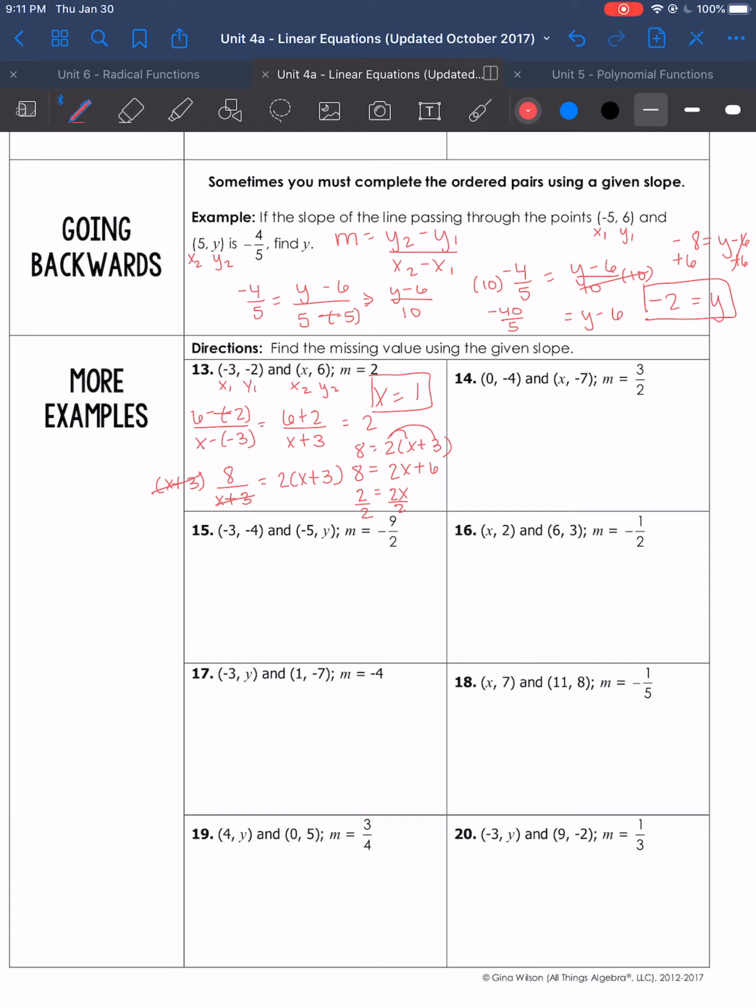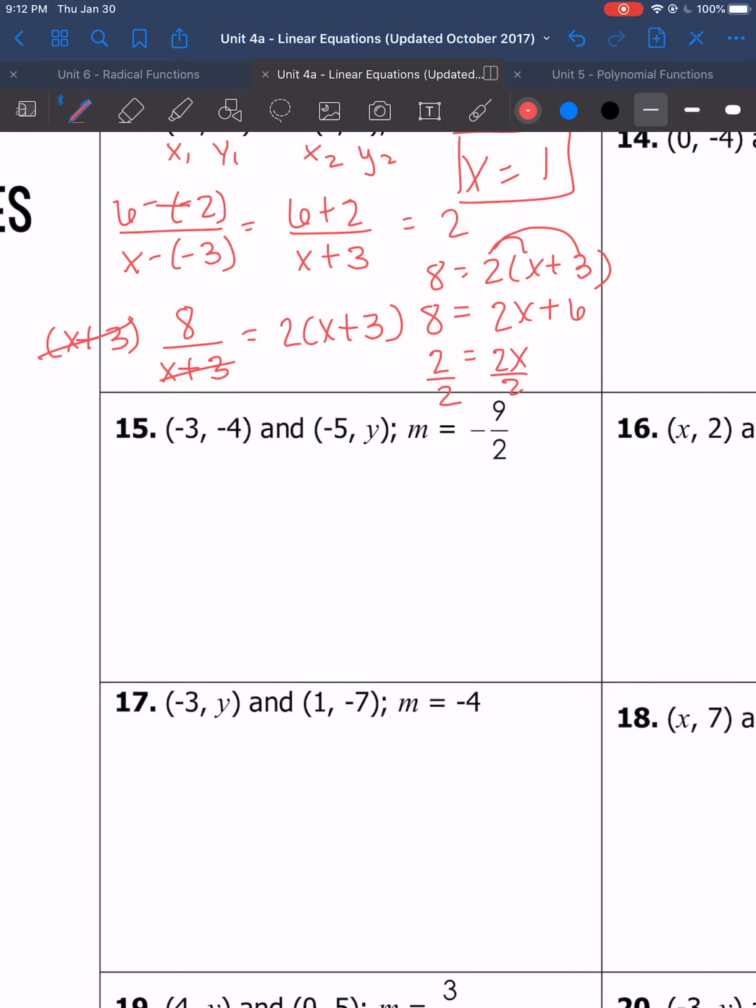Alright, then I have 15. I'm going to zoom in so I have more room. So I'm going to say x1, y1, x2, y2. The slope equals negative 9 over 2. So negative 9 over 2 equals y2, which is y, minus a negative 4, so that'll be a plus, divided by negative 5 minus a negative 3, which will be a plus. So I have negative 9 halves equals y plus 4 over negative 3.